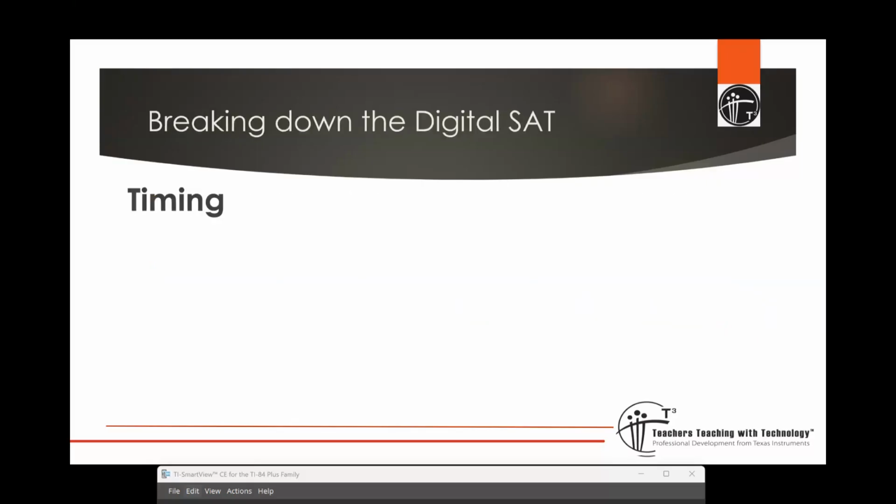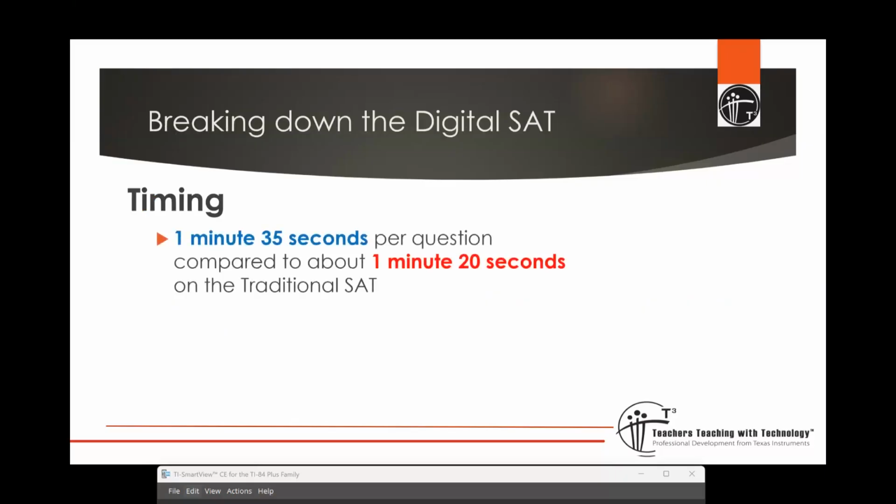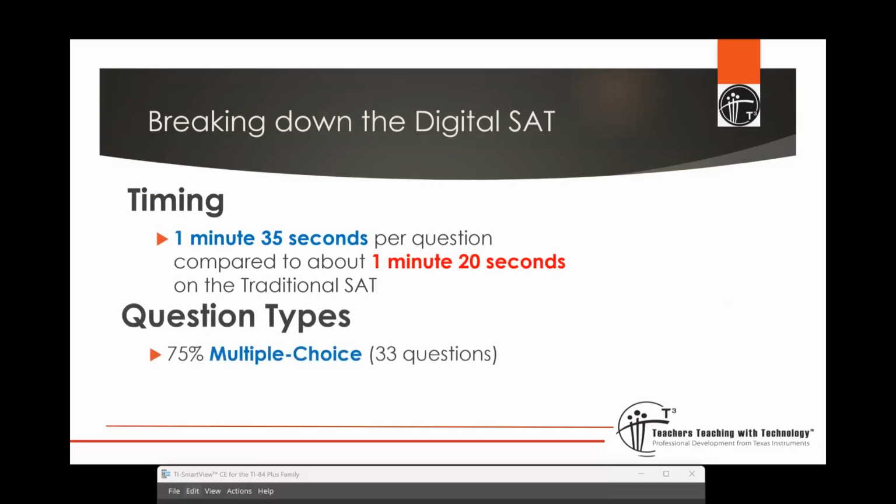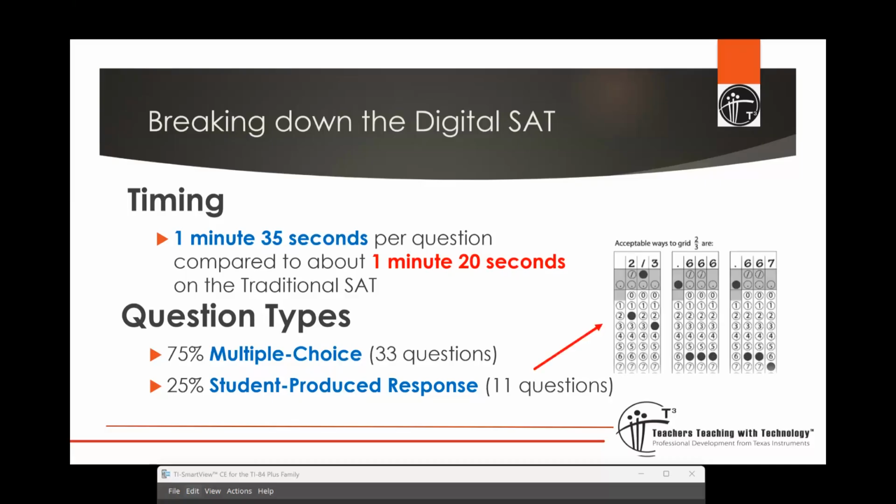And then the timing, right, Scott? The timing is a huge difference from what it is. I think when you look overall, per question, it's only a 15-second difference. It used to be 1 minute and 35 seconds, and now we used to be 1 minute 20 seconds. We have more time. It's an advantage. We have 1 minute and 35 seconds. I don't think that the way they ask questions has changed much. And then as far as the question types go, 75% of the questions are multiple choice.